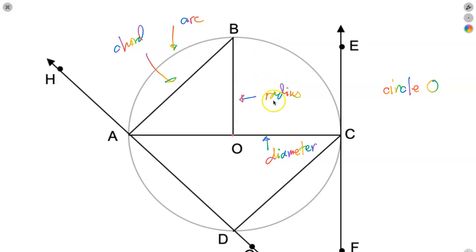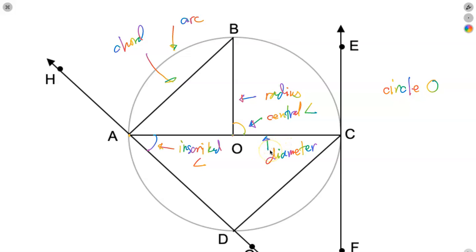Another thing is the central angle. The central angle is an angle whose vertex is the center of the circle. So this is the central angle. Another angle is the inscribed angle. This one is an inscribed angle. An inscribed angle is an angle whose vertex is on the circle. This is the vertex of this angle.